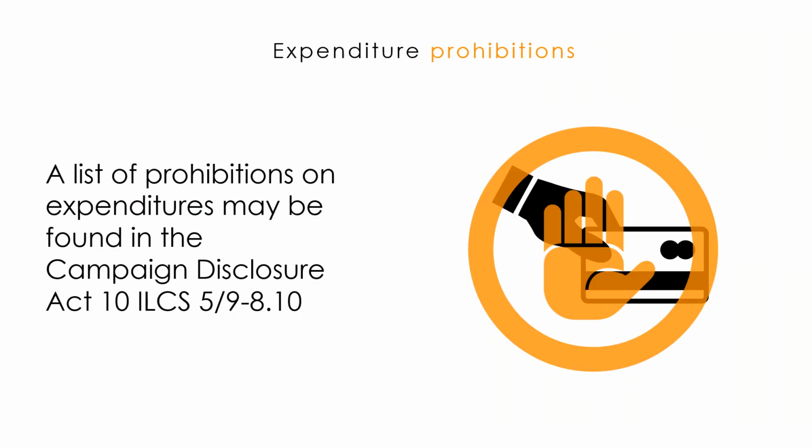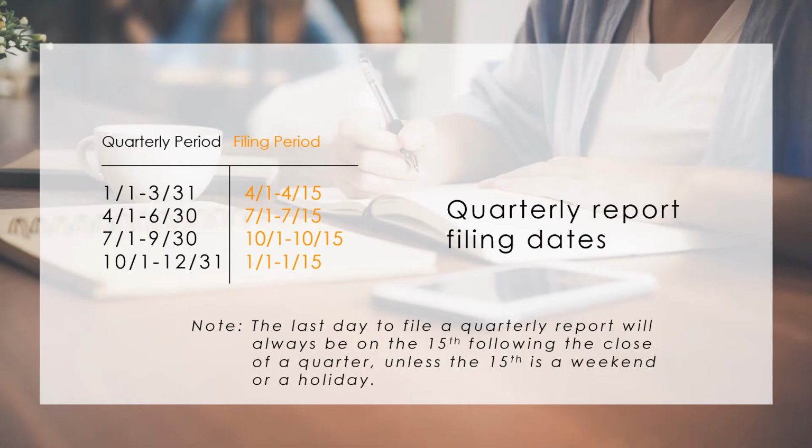Also, similar to receipts, there are prohibitions on expenditures. A list of prohibitions on expenditures may be found in the Campaign Disclosure Act at 10 ILCS 5/9-8.10. Next up, when to file a quarterly report.